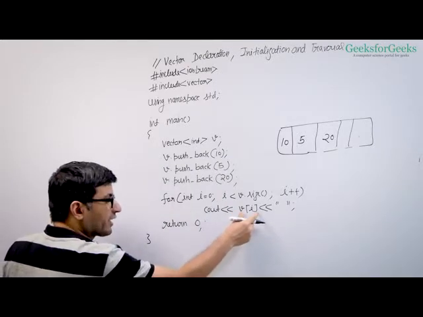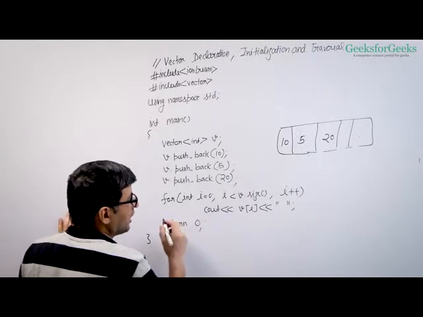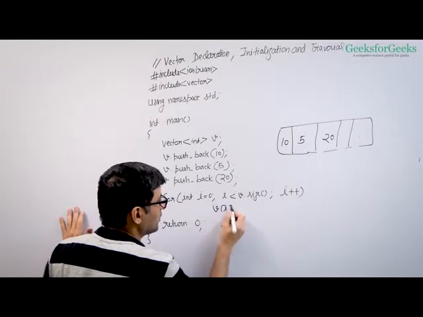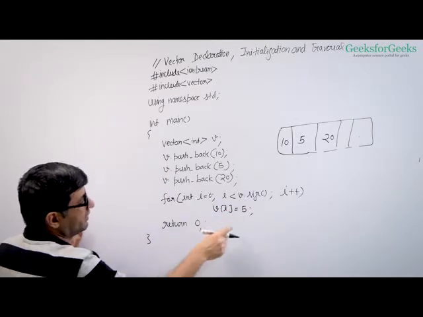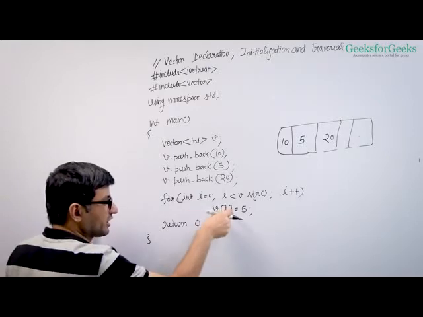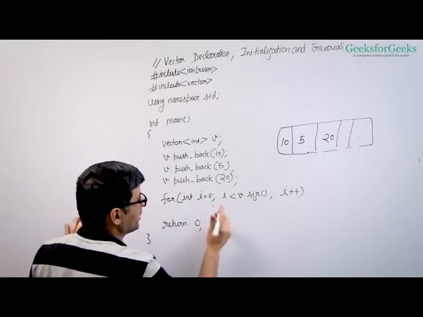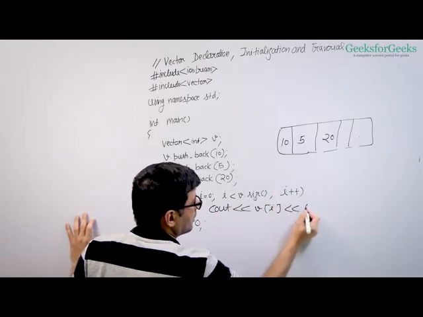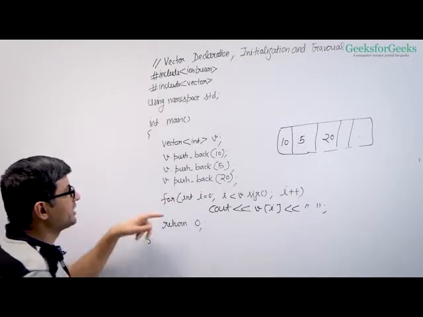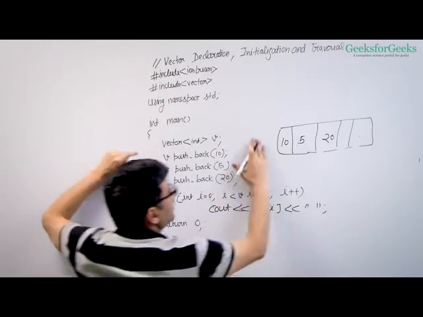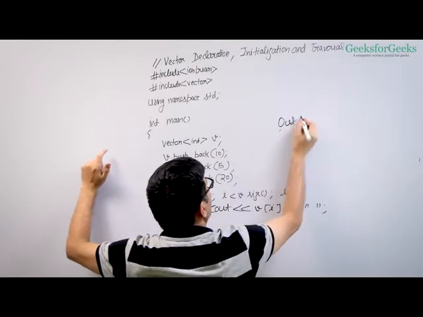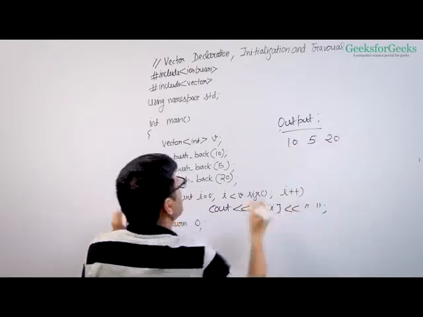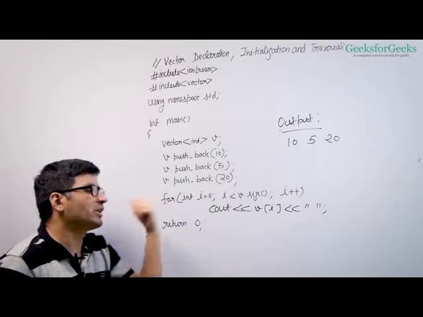One more thing, it gives a reference to the element. So if I do v[i] equal to something, that element will change. If I do v[i] equal to 5, that will change the value at index i, right? So it's a reference which is returned by this array operator. Let's put back the original statement. So what it does is print the vector elements. The output of this program is 10, 5, 20. We inserted these elements, now we traverse the vector and print these elements.